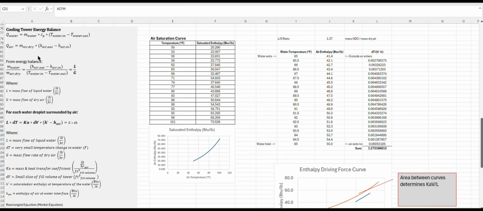We're going to take the top one divided by the bottom one, and you'll see why you do that later. But what you get is this: your mass flow of water divided by mass flow of dry air is going to equal your enthalpy difference of your air divided by your temperature difference of the water. And we call this ratio of your mass flow of water to mass flow of dry air the L over G ratio. And that becomes a really important parameter that we'll see in our model later.